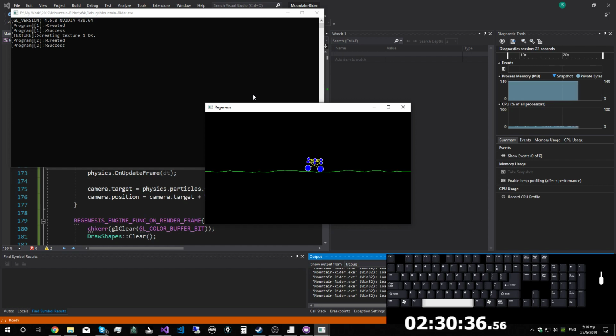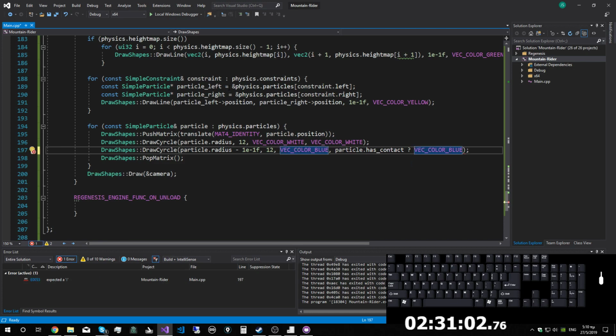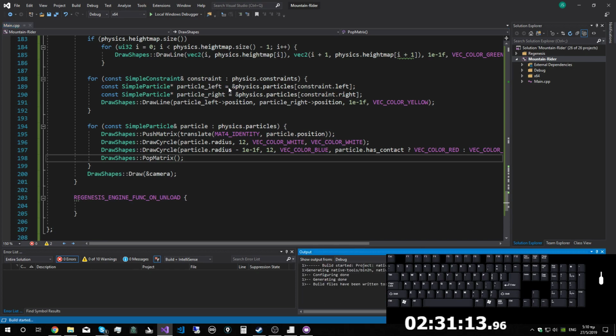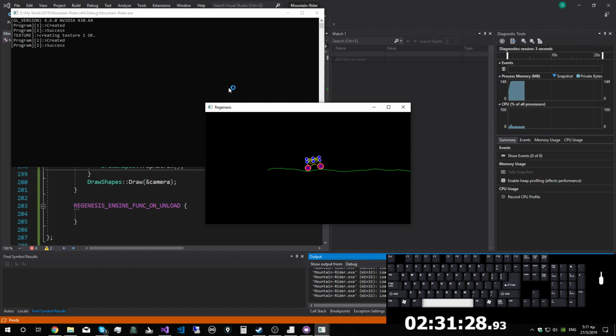Now we cannot see if that thing is working or not, but let's assume for now that it is working. We can have here for the auto color first contact, and if we have contact, then this thing will be red because hey, it has a contact. Yeah, okay, that works.